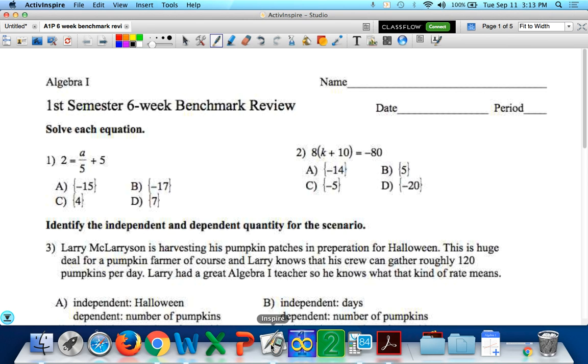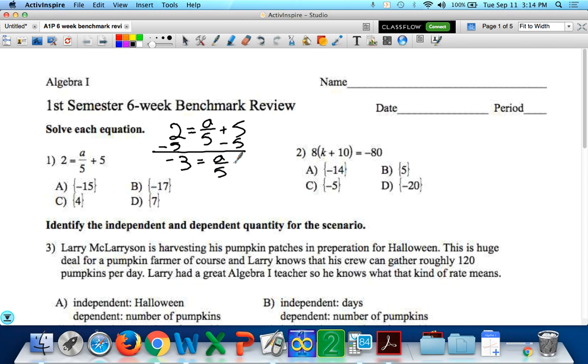All right, guys, this is your 6-week benchmark review, starting here with number 1. These first 2 problems, we're just solving equations, okay? Now, you can go about this the regular way we've done this, which is actually to write out the equation and solve it correctly. To do this problem, you always go reverse order of operations, meaning we want to undo subtraction first. When I do that, I get -3 equals a over 5.